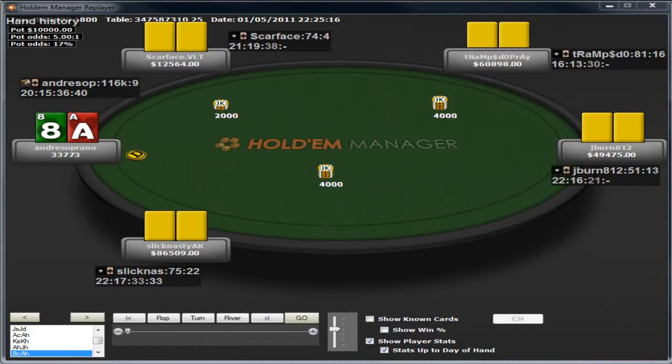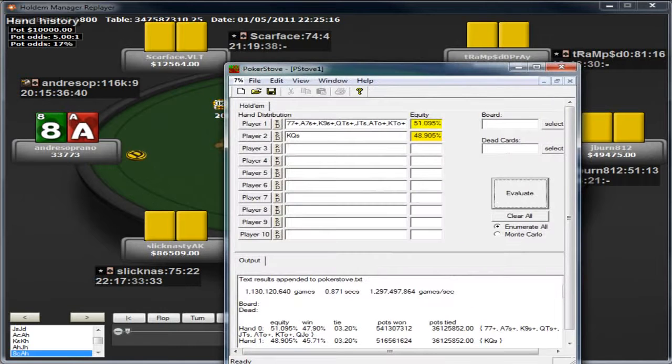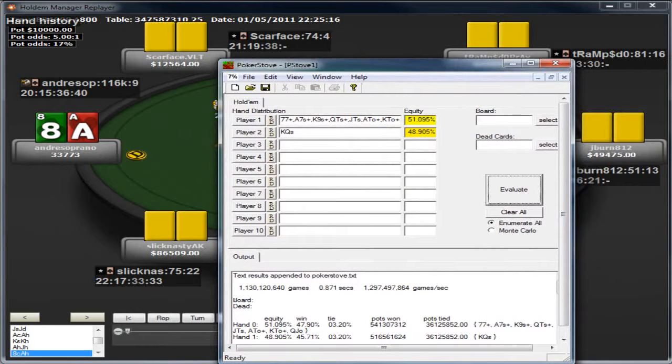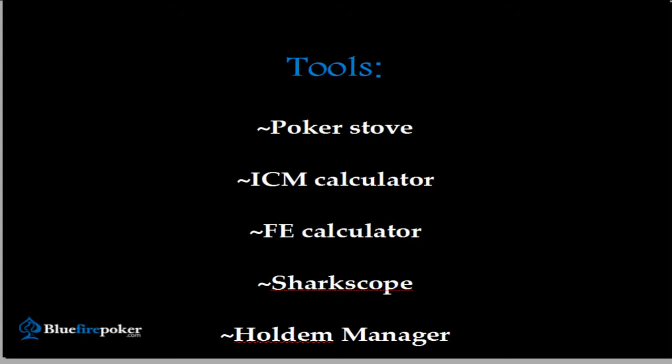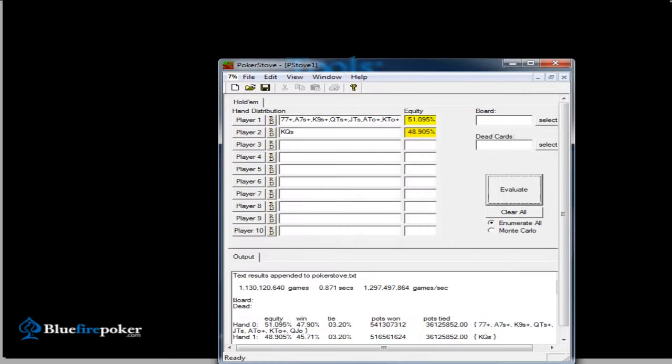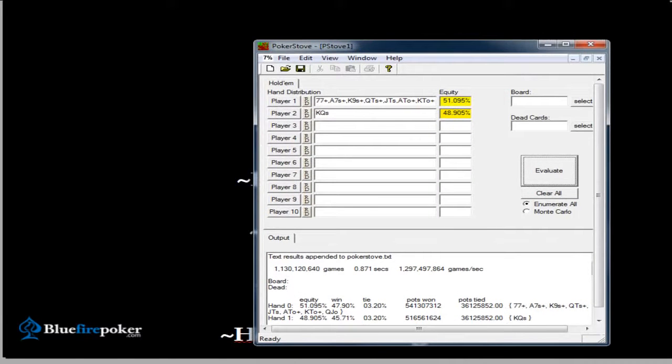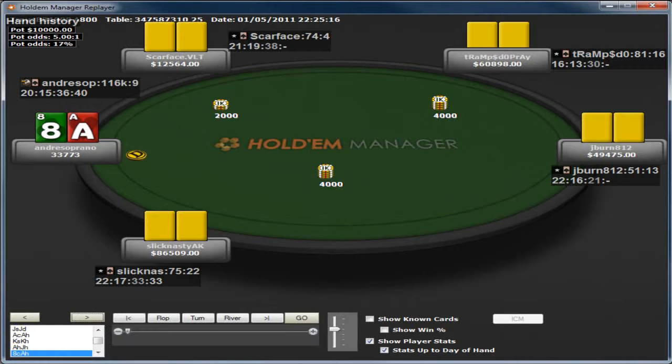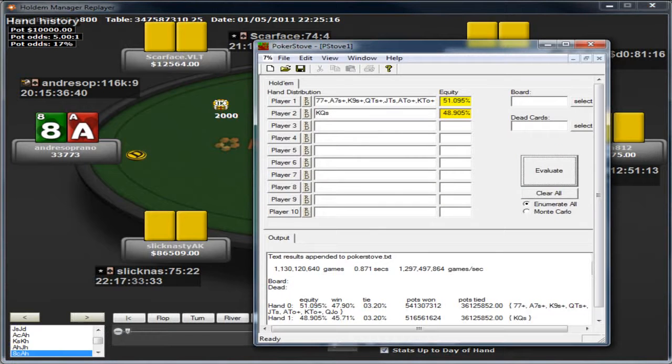Poker Stove is designed basically to be used in combination with other software. Like, for example, the ICM calculator, again, a software that many people are familiar with, especially those who play singles, who should use it pretty much every day.